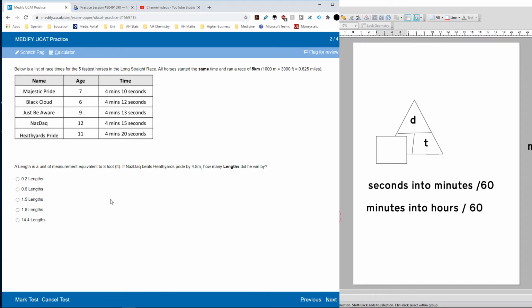A length is a unit of measurement equivalent to 8 feet. If Nasdaq beats Heffyard's Pride, I don't know, how many lengths did he win by?